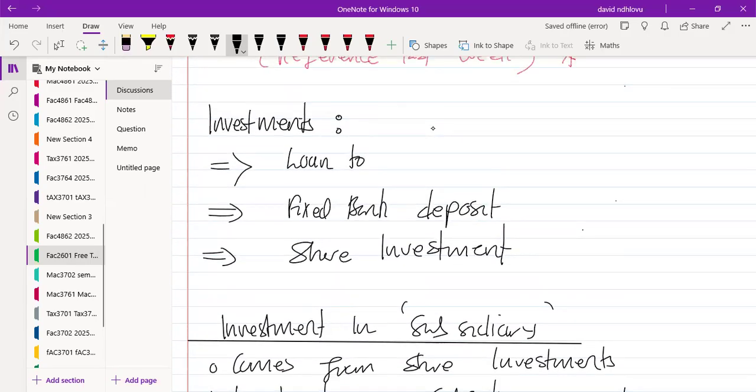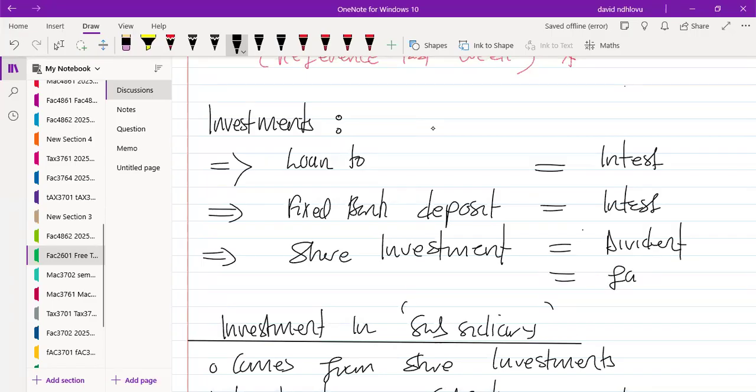Now, let's be clear. A loan yields interest. A fixed deposit yields interest. Share investments yield dividend, and also possible fair value gain. I will deal with fair value gain in a question where it is there. This one does not have fair value gain.